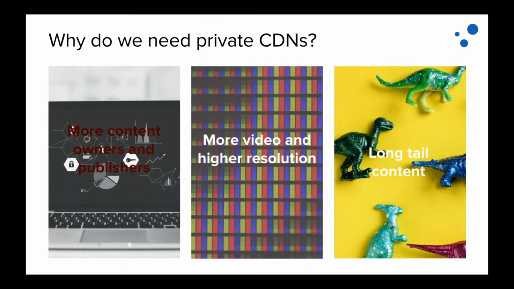So just to give you a few examples, why would you need a private CDN? Those are just 3 examples. First of all, we have more content and more publishers. If you have a look, for instance, at Cisco's forecast, they expect that by the end of 2021, we as users, business owners and content publishers will exchange something like 280,000 petabytes per month. That's a huge number. I can't really even picture that properly.